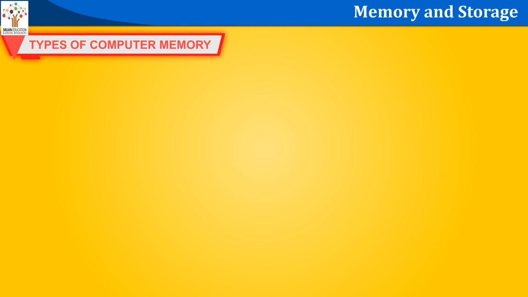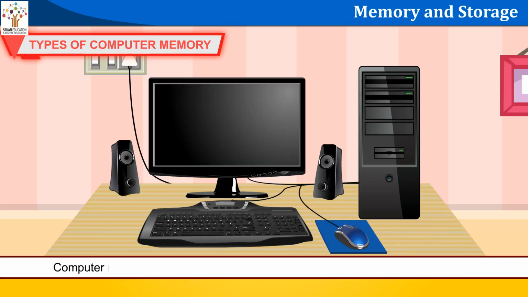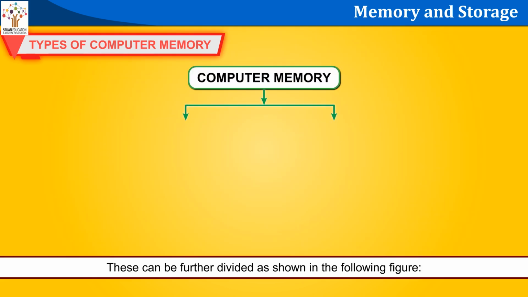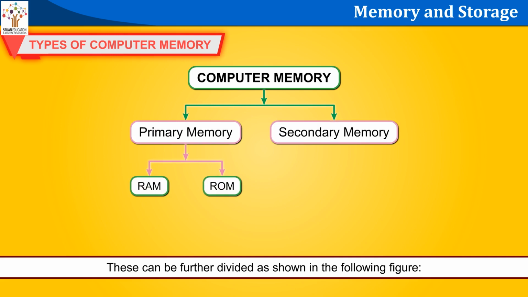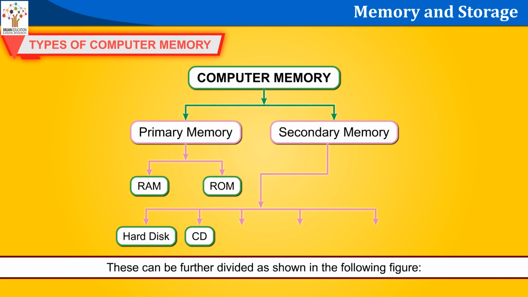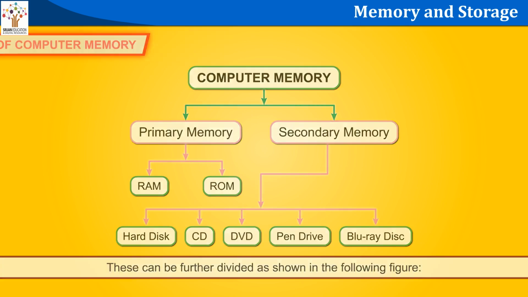Types of computer memory. Computer memory is of two main types, primary memory and secondary memory. These can be further divided as shown in the following figure. Computer memory, primary memory, RAM, ROM. Secondary memory, hard disk, CD, DVD, pen drive, Blu-ray disc.